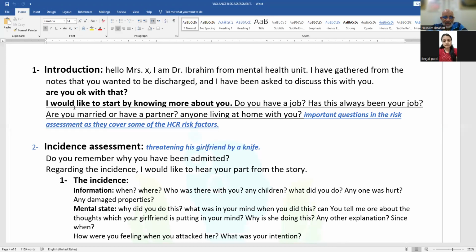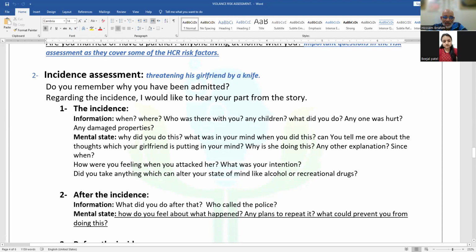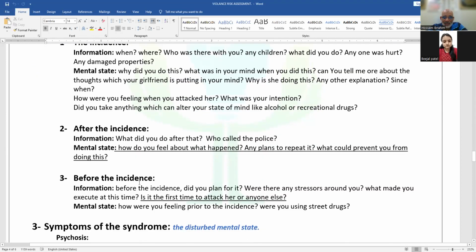Then you assess the incidents. The usual typical way of assessment of the incidents: what happened in the incident, the ABC, the incidents, after the incidents, and before the incidents. Pay attention to the after the incident. How do you feel about what happened? Any plans to repeat it? This will give you an idea about his intentions if he's going to do this again.